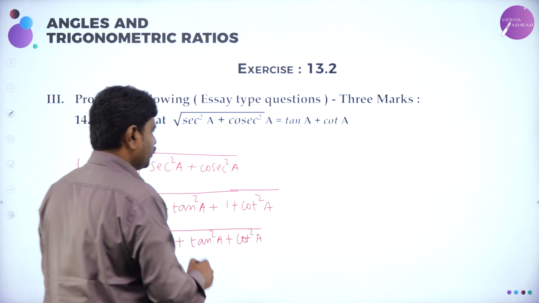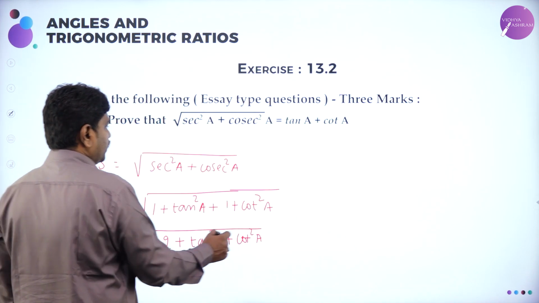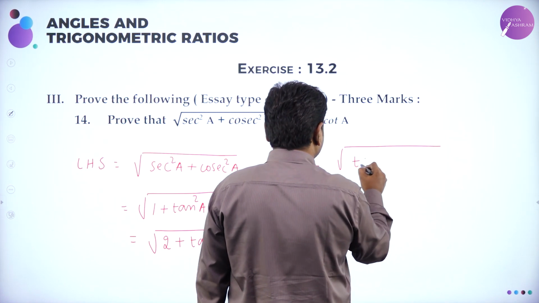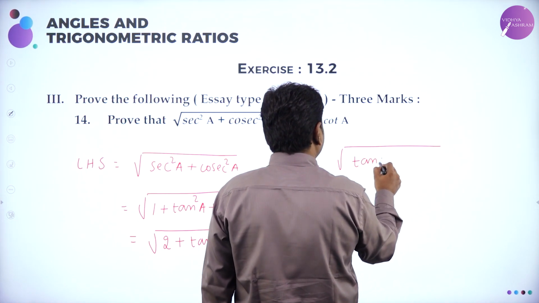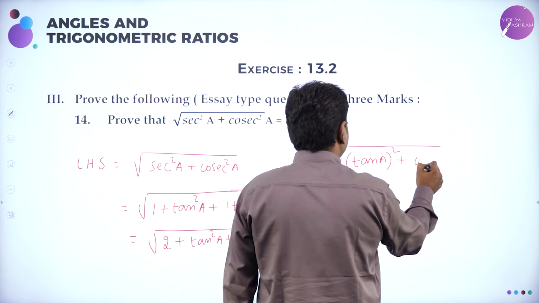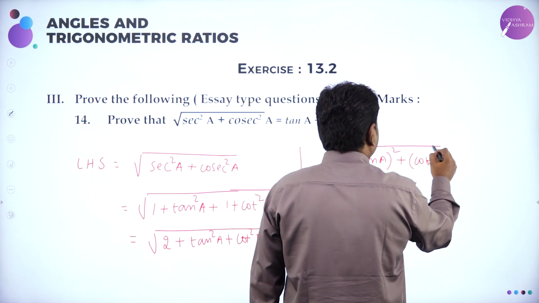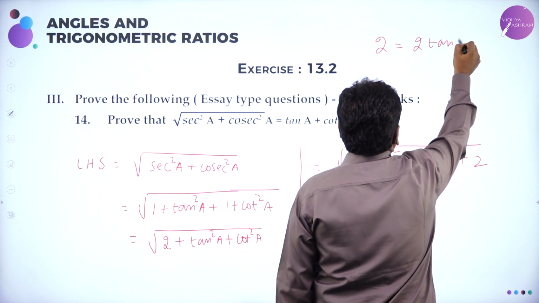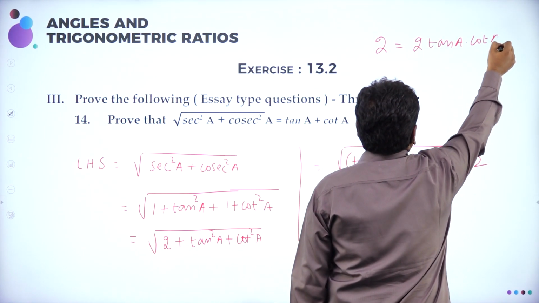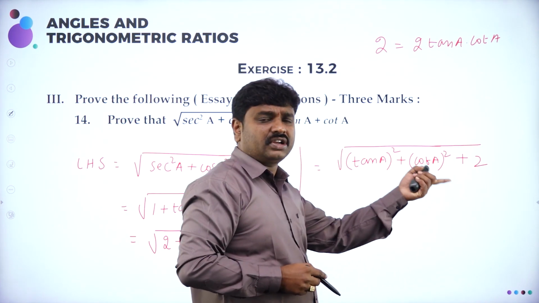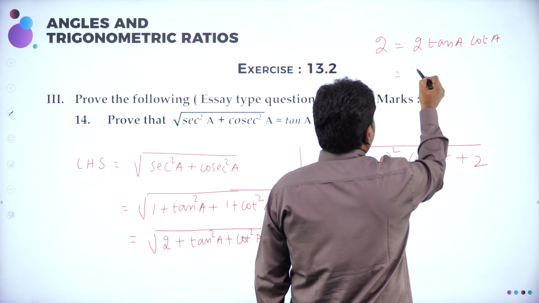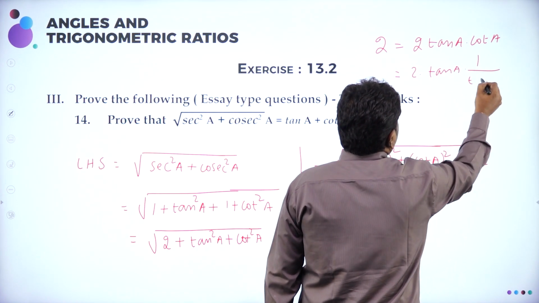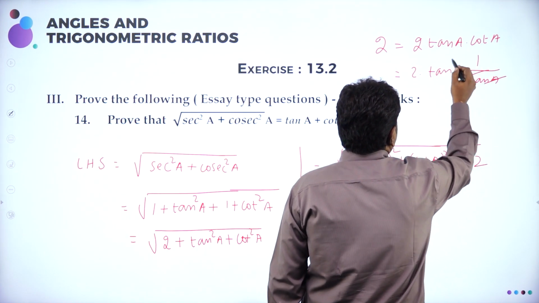So dear students, carefully if you observe, we are left with root of tan square A, which I can write as tan A the whole square, and cot square A as cot A the whole square, plus 2. So 2 can I write as 2 tan A into cot A? Why should I write this? Because 2AB is missing. A square is there, B square is there, AB is missing. We know tan A into cot A is 1, since cot A is 1 by tan A, it will cancel. So it will be 2.